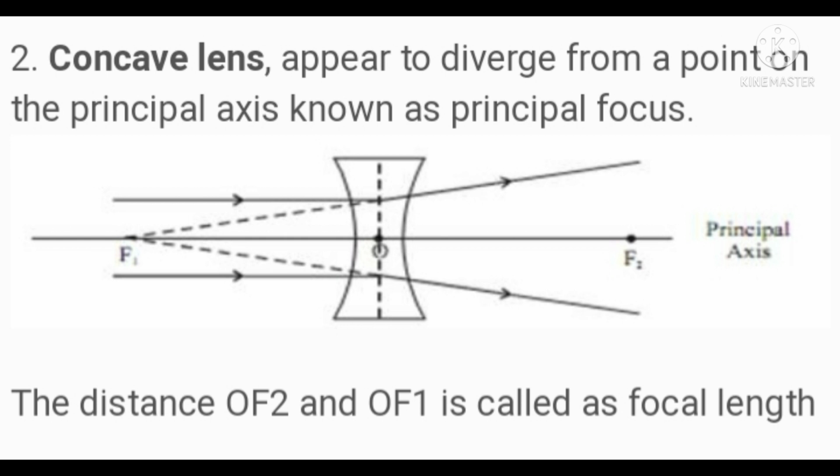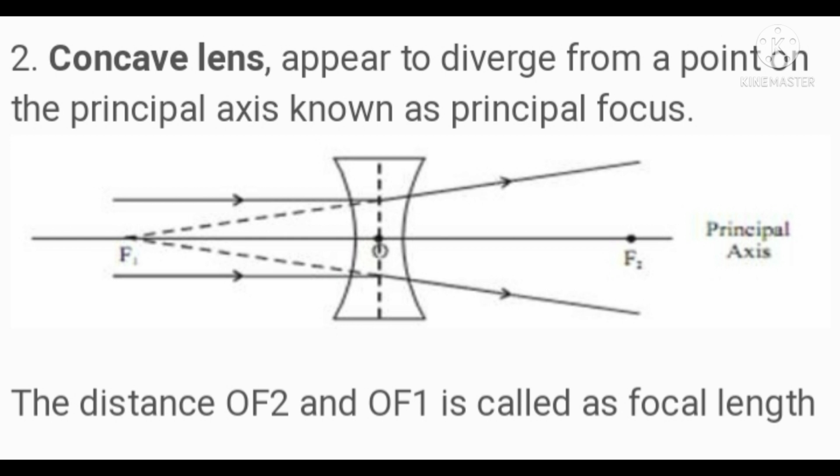That means it doesn't converge going there, it comes this way and here some way it will meet, but it will diverge the ray of light. The distance OF2 and OF1 is called the focus. Here OF2 and OF1 we called it the focus.